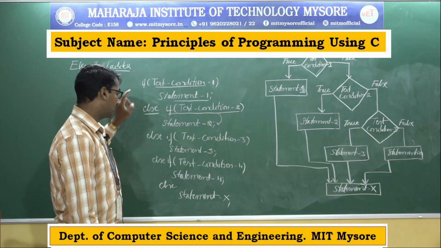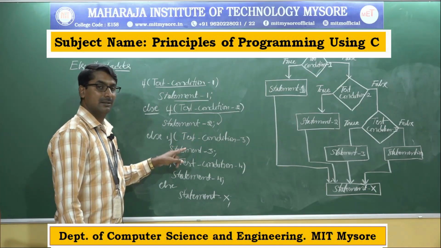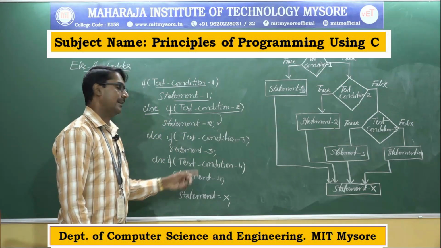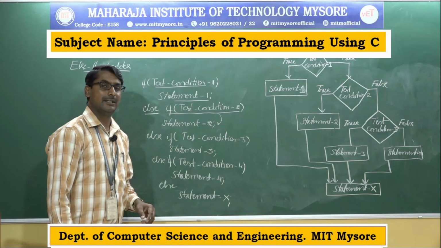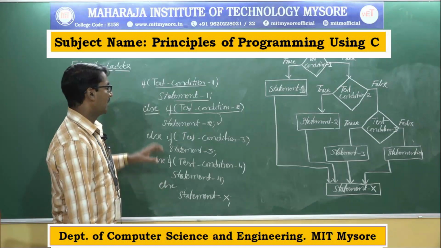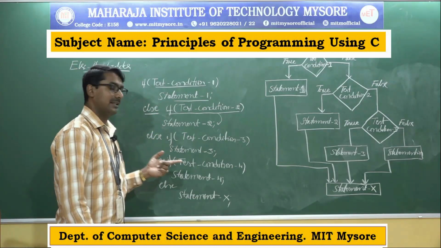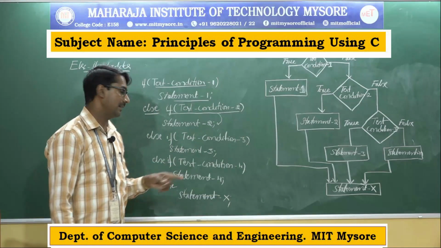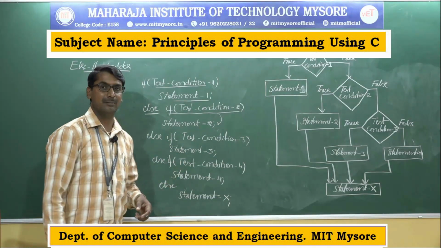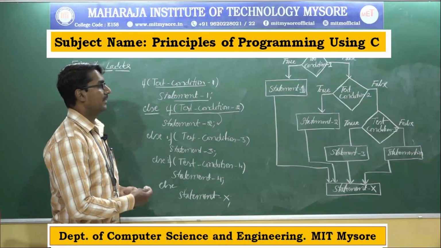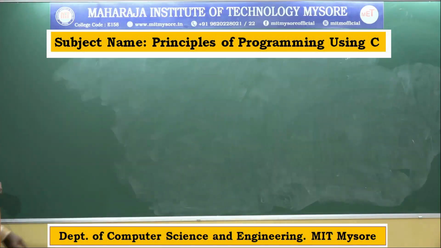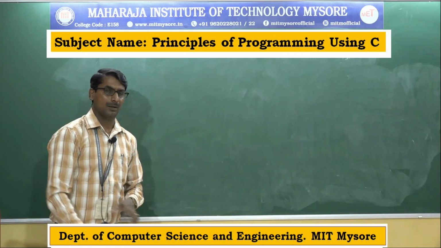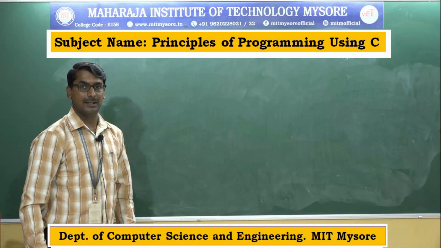If test condition 2 is also false, test condition 3 will be verified. If test condition 3 is also false, the next test condition 4 will be verified. So if any one of the conditions is satisfied, the corresponding statement will be executed. For example, if test condition 3 is satisfied, then it will execute statement 3. Okay, this is about else if ladder. Let's consider an example program for this else if ladder.